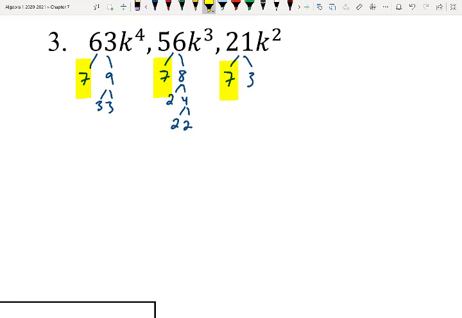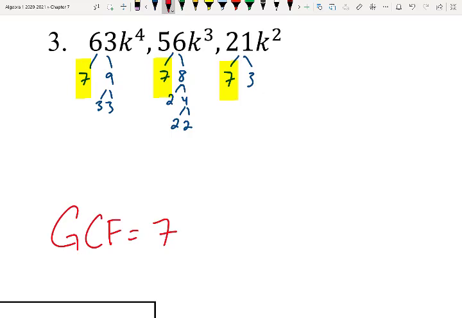Now, 63 and 21 also share a 3 between the two of them, but 56 doesn't have any 3 involved. So even though 3 is common between two of them, it has to be what's common between all three of my terms. So for my GCF for number 3, the number for the GCF is positive 7.